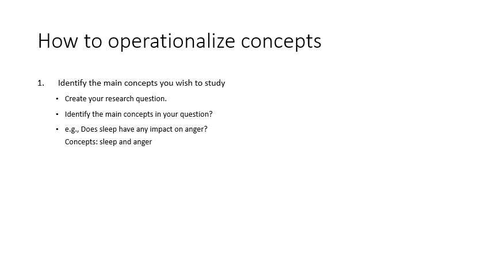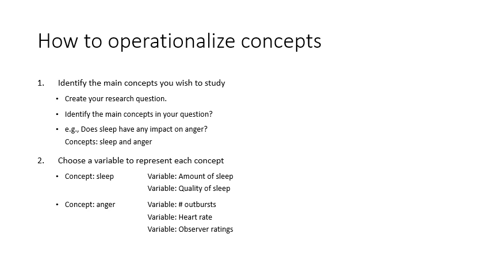So in order to operationalize concepts, first you have to identify what you wish to study by creating your research question and identifying the main concepts in your question. So if your research question is wondering whether sleep has any impact on anger, your concepts would be sleep and anger. Then you would choose a variable to represent each concept. So sleep is a concept, but a variable, well, you have to figure out what you're going to be measuring. So is it amount of sleep? Is it quality of sleep? If you're measuring anger, well, what is it you're measuring? The number of outbursts, heart rate in a provocative situation, observer ratings of anger.